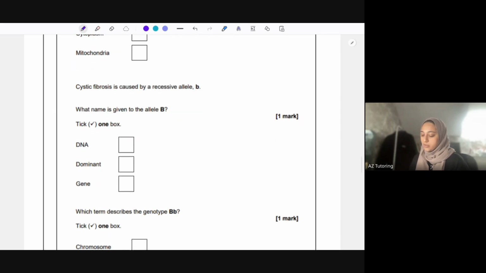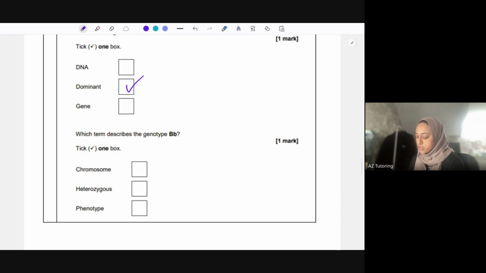What's the name given to allele B? That's dominant. So capital is dominant, lowercase is recessive. Which term describes the genotype? Capital B, lowercase b, that's heterozygous. And homozygous is if they both were the same. So homozygous is if it was capital B, capital B, or lowercase b, lowercase b. So hetero is where it's two different ones. Okay, phenotype is basically what you're displaying. Chromosome is essentially DNA coiled up.